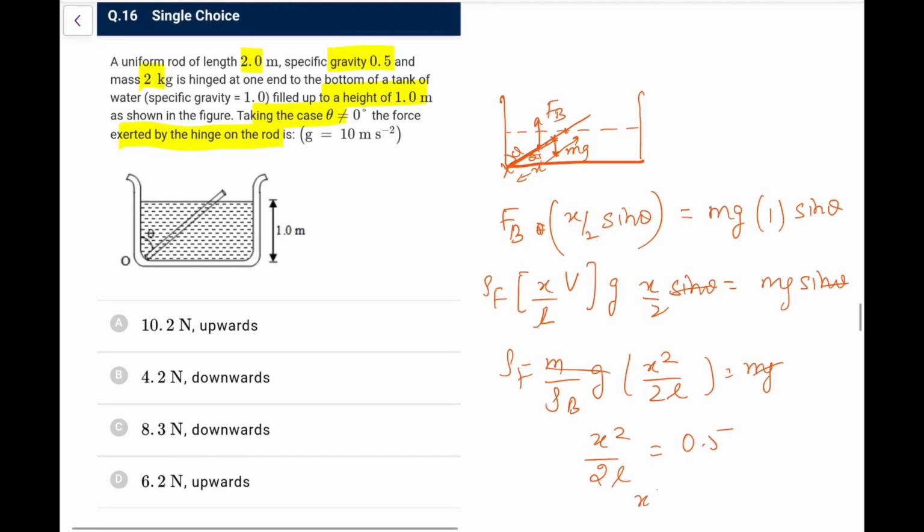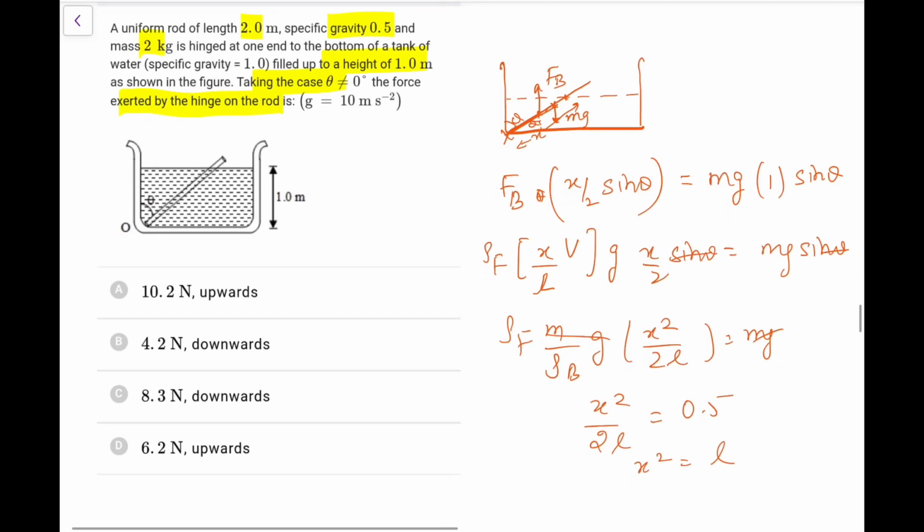So now what is x square? X square is L, that is coming out, this is what we are getting. So this x comes out as root of L. Root of L means root of 2 meters. Okay. So now what we need to calculate is the force exerted by the hinge on the rod.